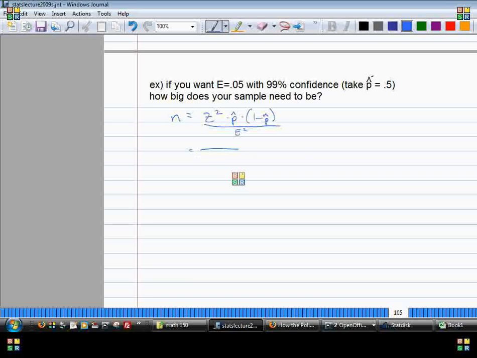Okay. So, let's see. What is it that we know? What do we need to figure out? So P hat we know is 0.5. Then we've got 1 minus 0.5. And we know E is 0.05. What's the only thing we need to figure out? Z. And how do we figure out the Z score? What's going to help us figure out the Z score? Yes. So 99%, and what should I do with that? Draw a picture.